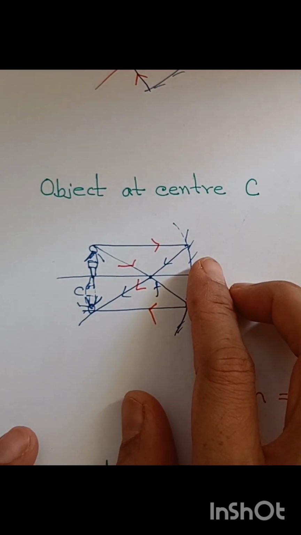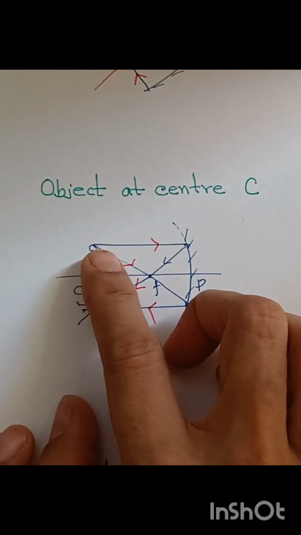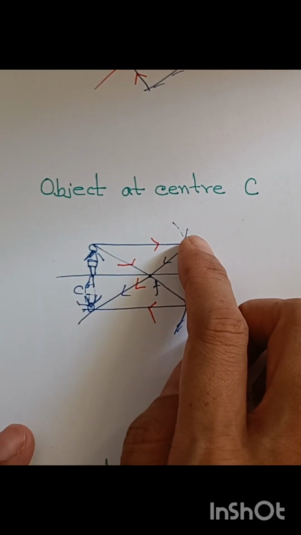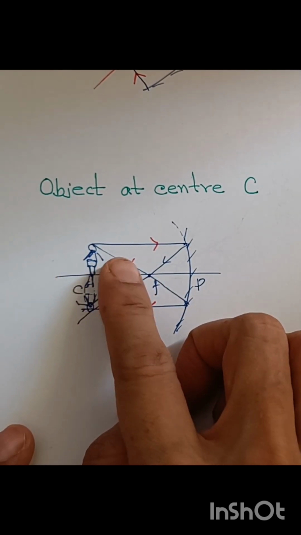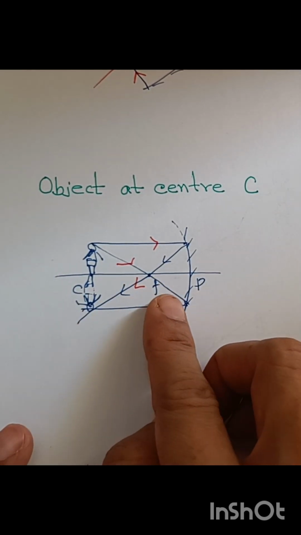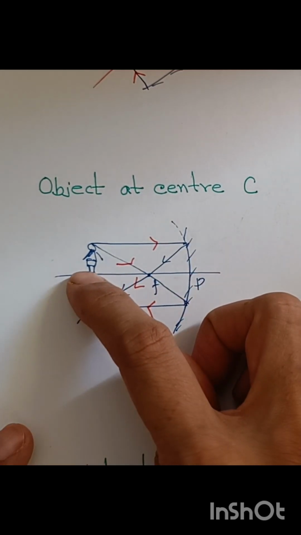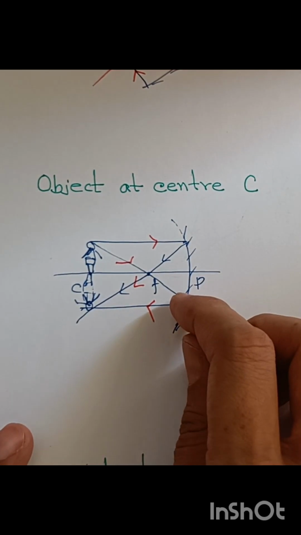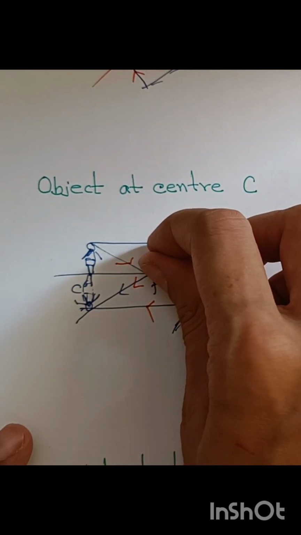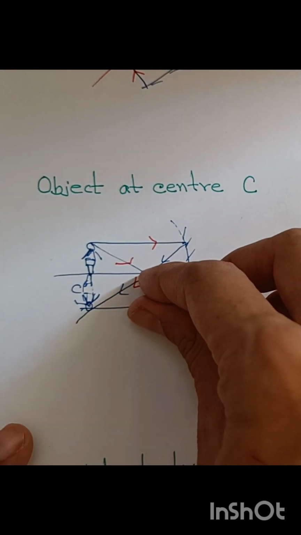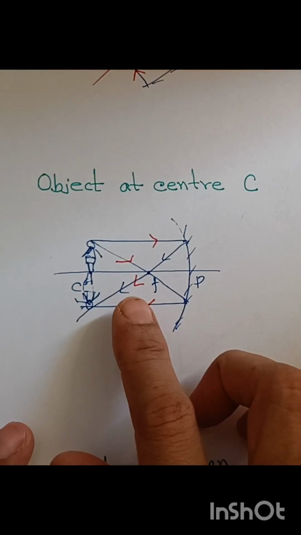When the object is placed at the center, see two rays I have drawn. One ray is parallel which will go through F, and one is coming through F. After reflection it will go parallel. So when they are meeting, that is at C. So when the object is at center C, the image will form on the center. So the image is formed at C.